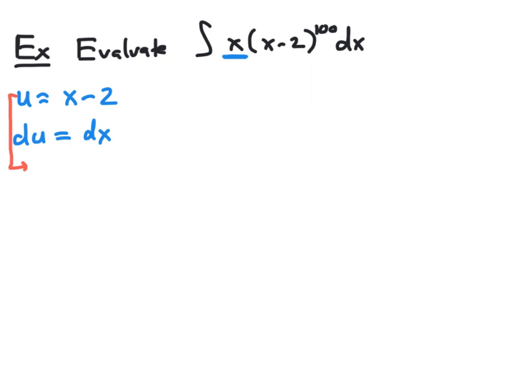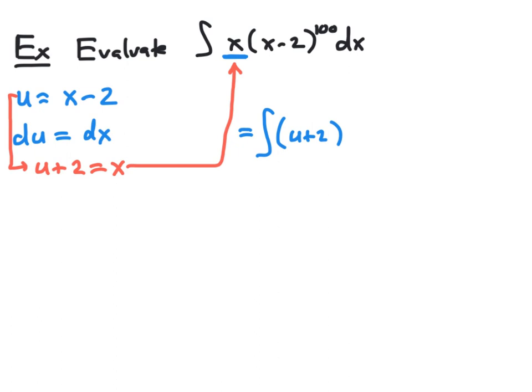And notice that if I add 2 to both sides of this equation, we get that u plus 2 is equal to x. And so this can then be substituted in for that extra factor of x that we have in our integral. So now we have everything that we need to substitute into our integral to get an integral in just one variable. So if we substitute everything in, we're going to substitute in u plus 2 for x, that first term. For x minus 2 to the 100, we're going to substitute u in for x minus 2 to get u to the 100.